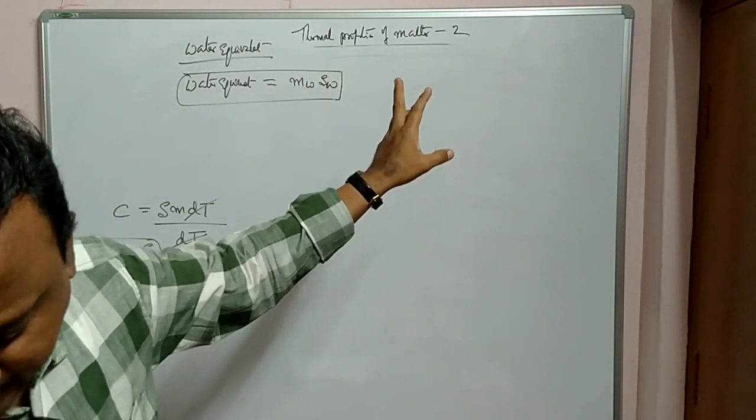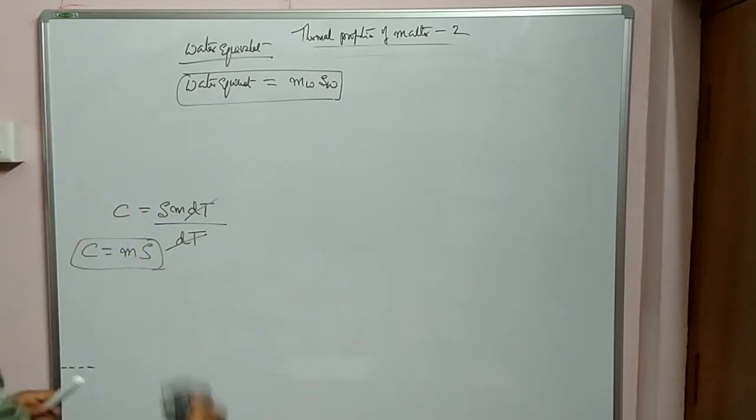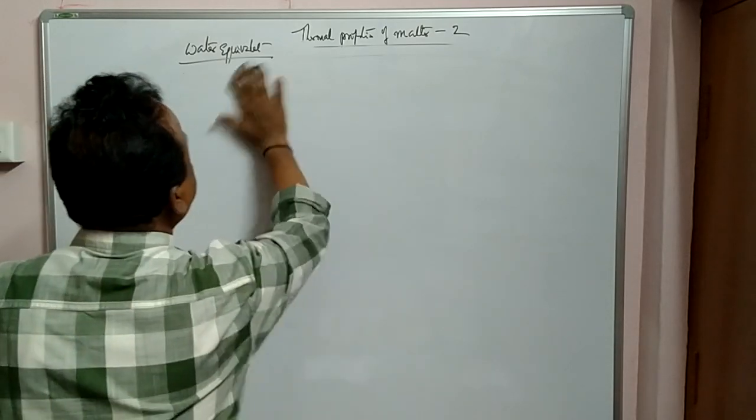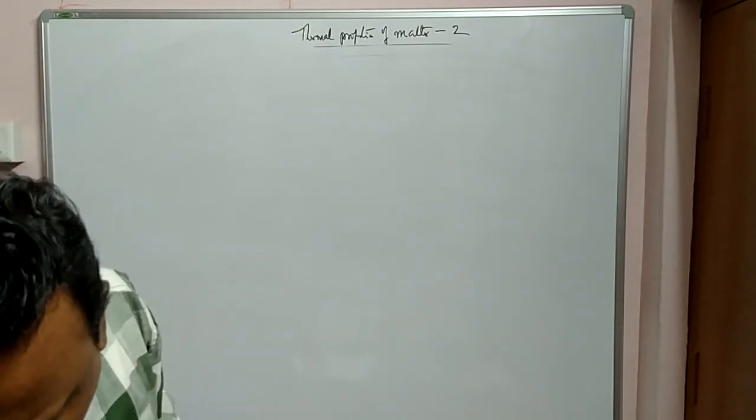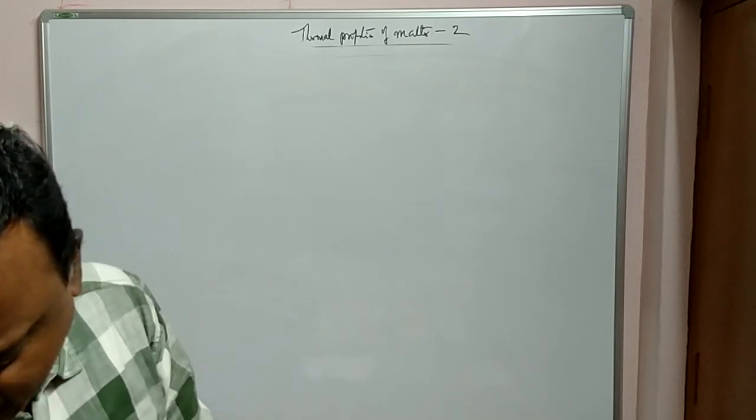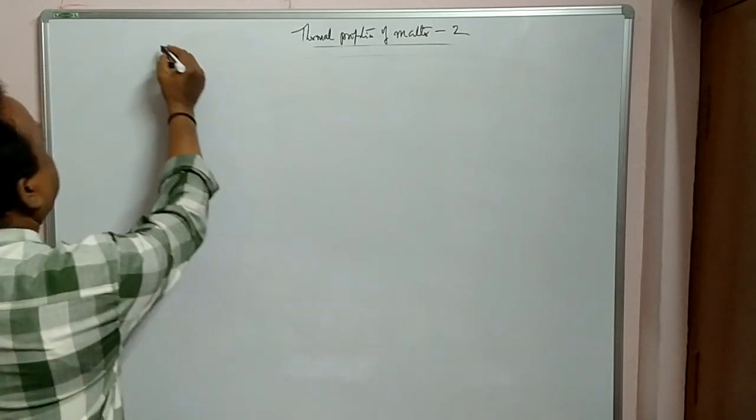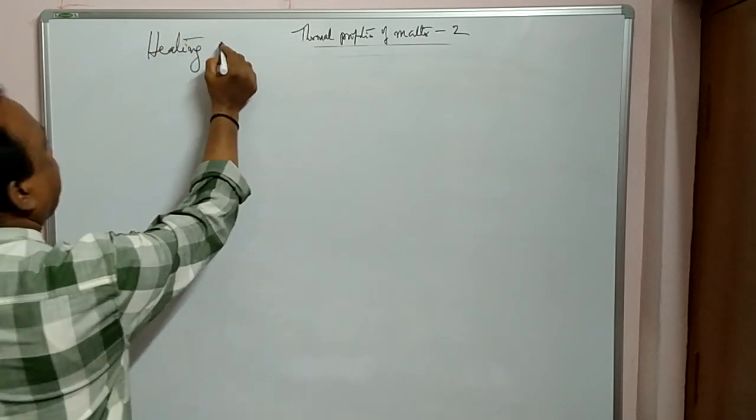Clear? Now we are entering into the last one, that is latent heat. Let us see the last one. Let us see what latent heat is. I will also draw a graph and explain it to you. Okay, let us draw a graph. This is also called a heating graph, the heating curves.